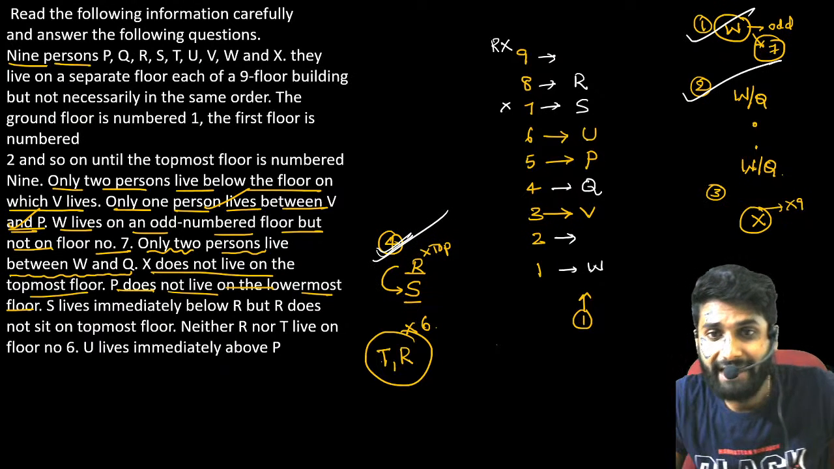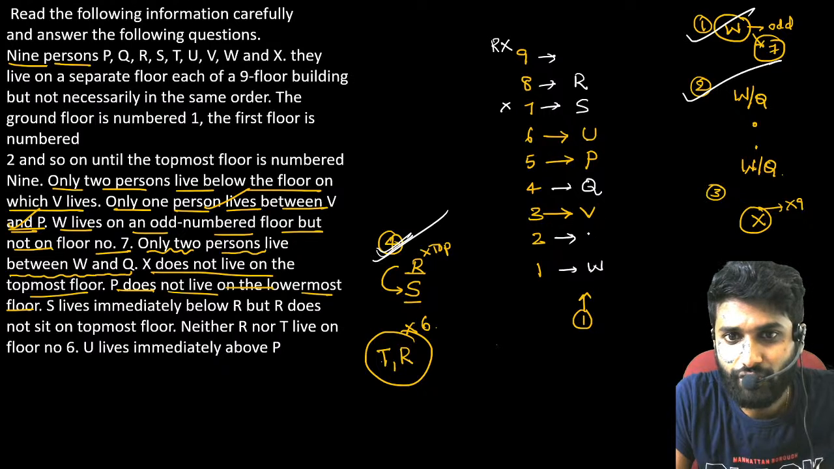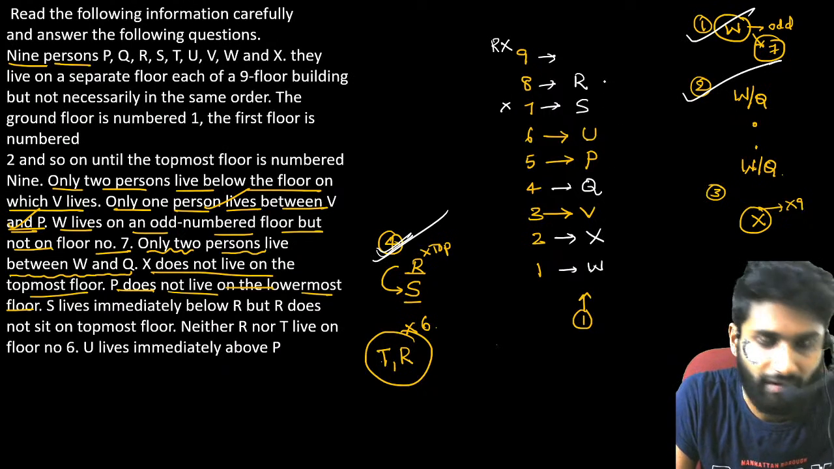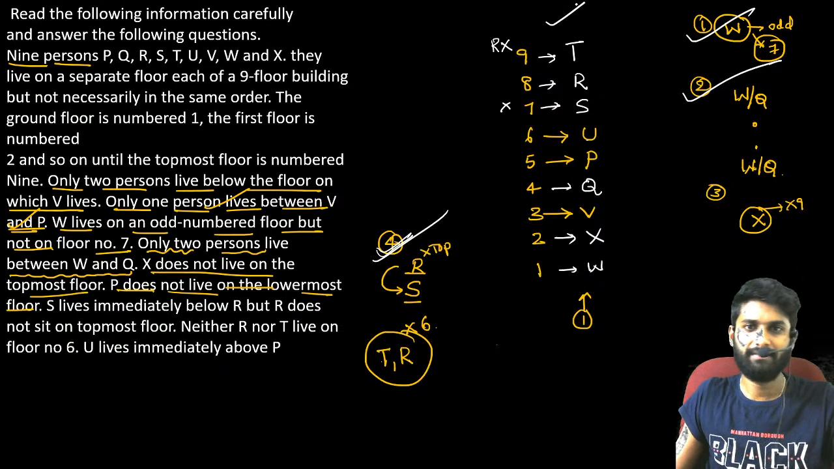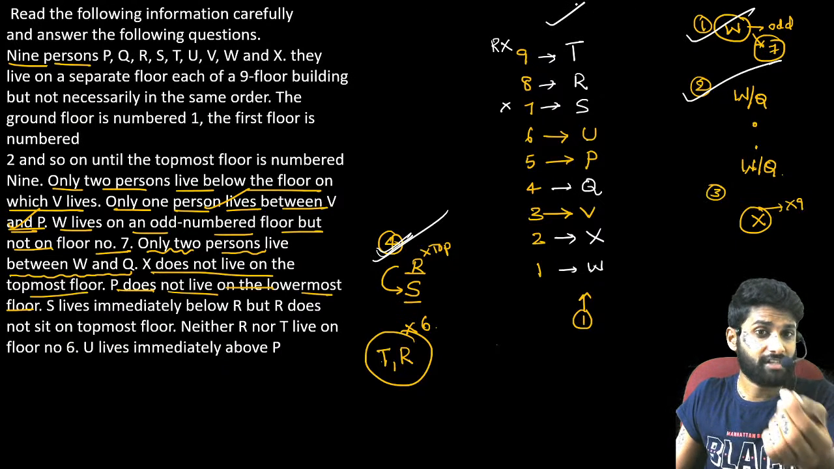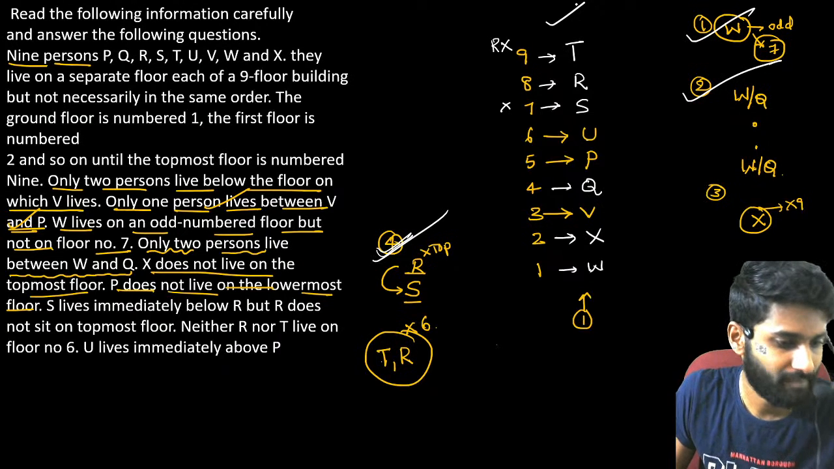Now see, X is not on the top floor. We can't place X here, so you can confirm X here. So we are left with only one alphabet, that is T. So T can be confirmed on the top floor. Completed. We need to pick a clue point. The clue point is the most important part.